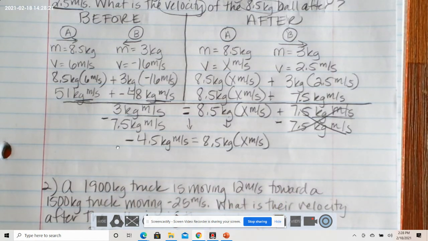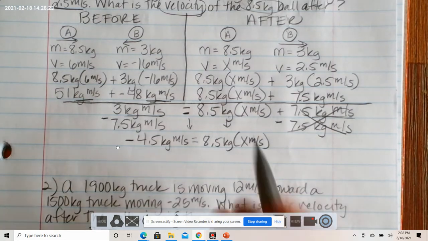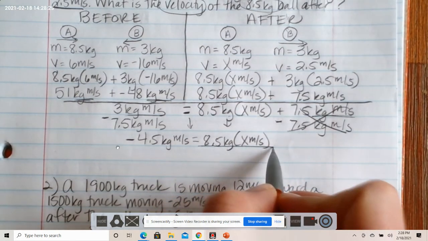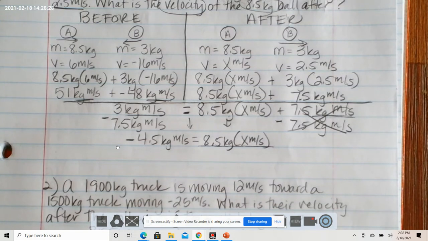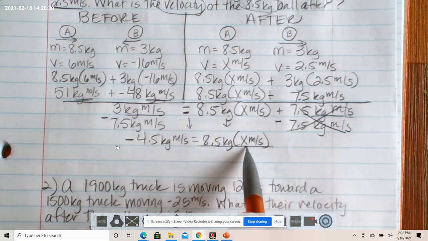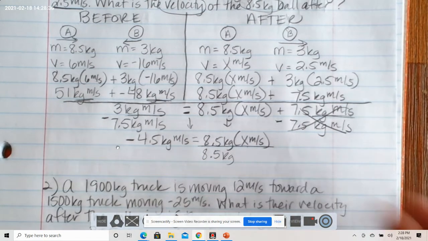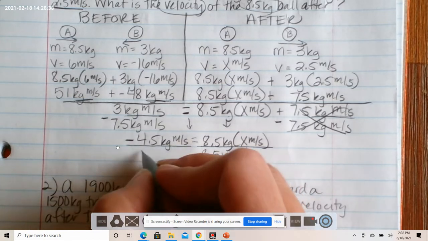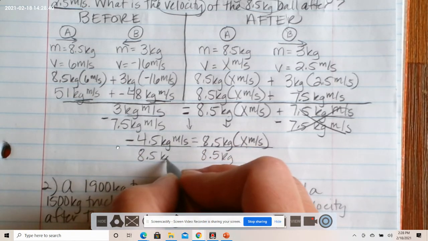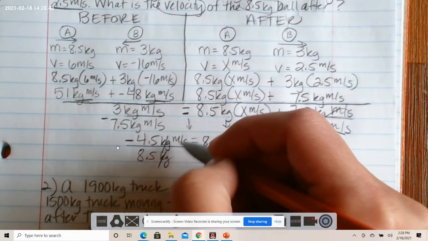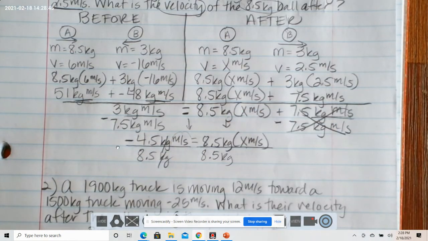And I'm going to divide out 8.5 kilograms because that's going to get rid of the 8.5 on this side and leave x by itself. Since it's being multiplied, I do the opposite. And I get to do that to the other side as well. Remember, kilograms will now cancel, leaving me meters per second. That's what I'm looking for, x meters per second.